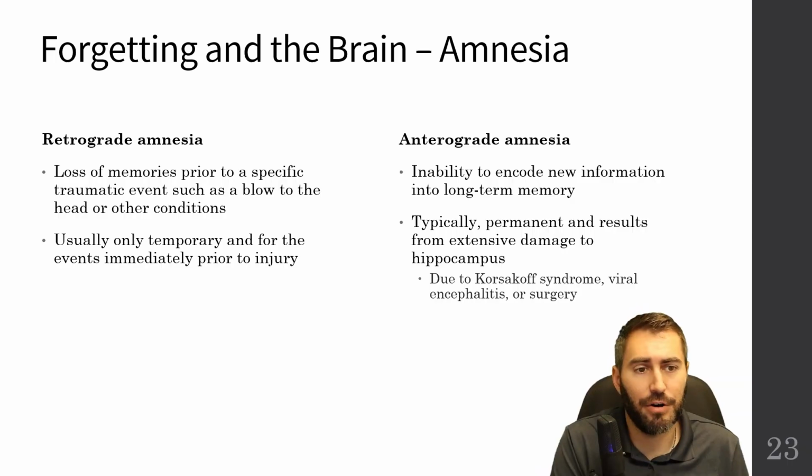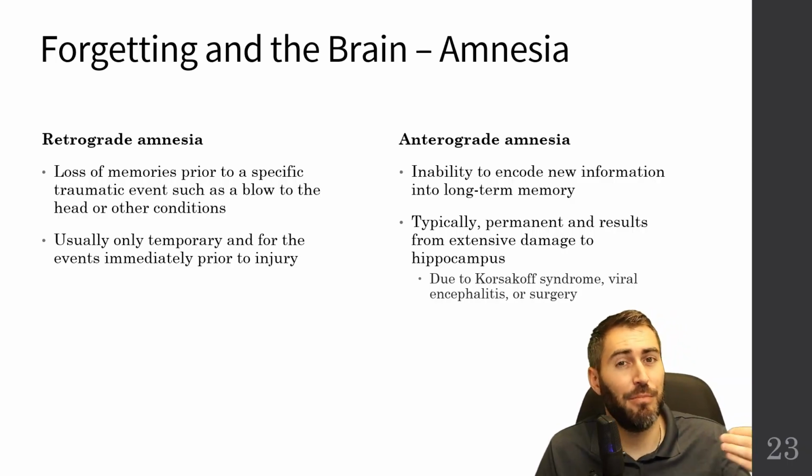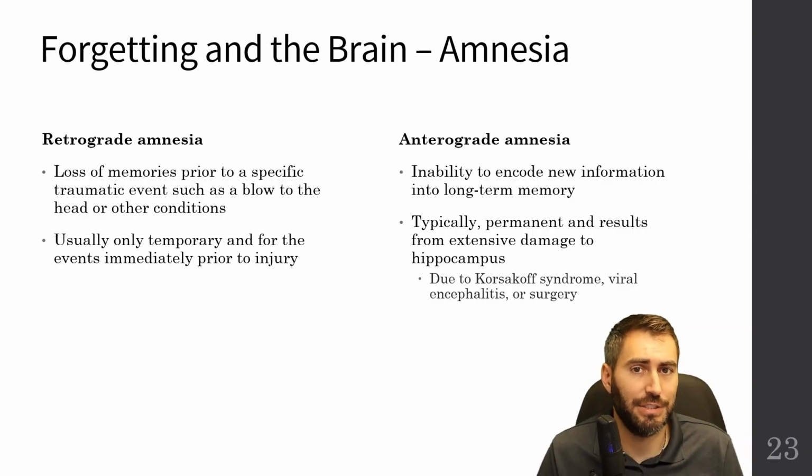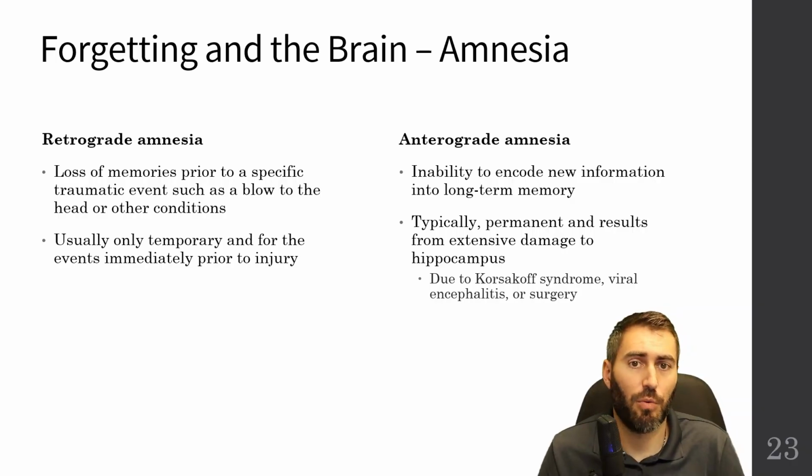Then we have anterograde amnesia, which is the inability to form new memories. These tend to be more permanent and long-lasting due to actual damage to the memory-forming regions within the brain. We see examples specifically in regions like the hippocampus, due to different types of disease or syndromes that might cause these specific damages. So again, two forms of amnesia, two forms of forgetting. Retrograde has to do with forgetting things from the past. Anterograde has to do with forgetting things from the future, or not being able to form new memories going forward.